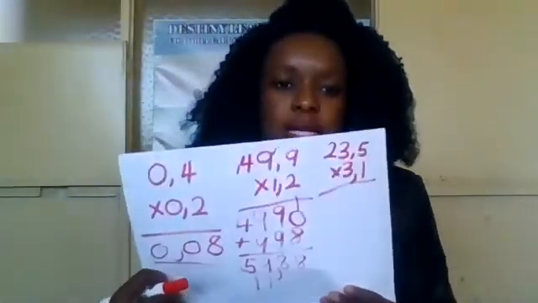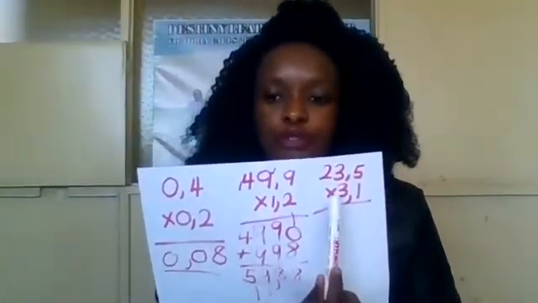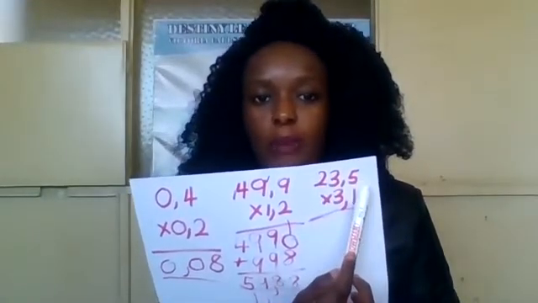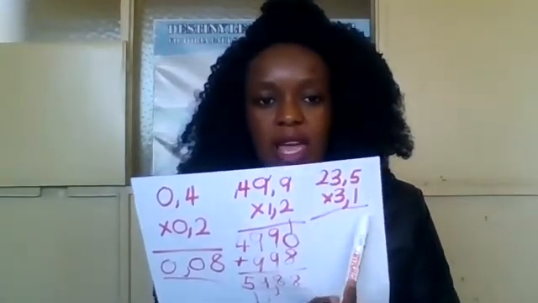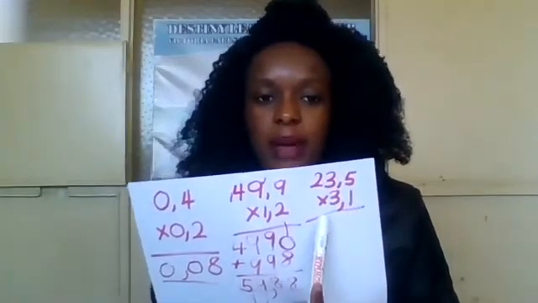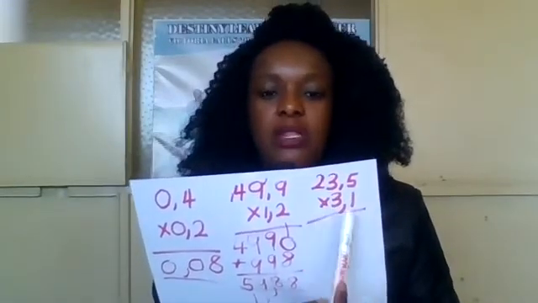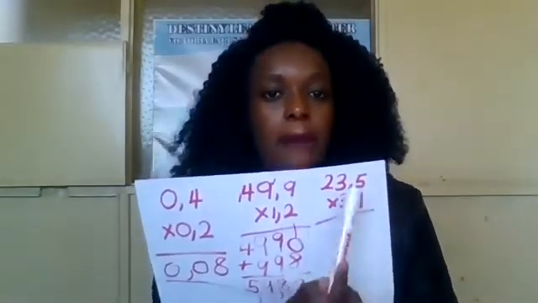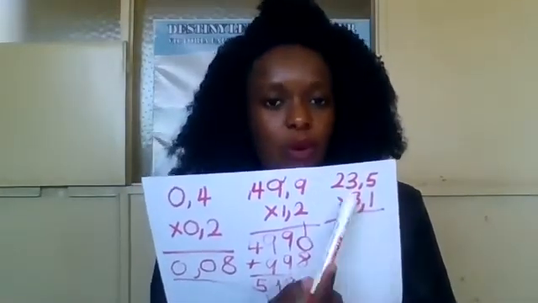23,5 multiplied by 3,1. Okay, let us multiply. This is treated as multiplication of two digits, because there are two digits there. Where we say 23,5, there are two digits there. As you are multiplying, you treat this number as if it's 235 times 31. Why? Because we want to be able to multiply well.